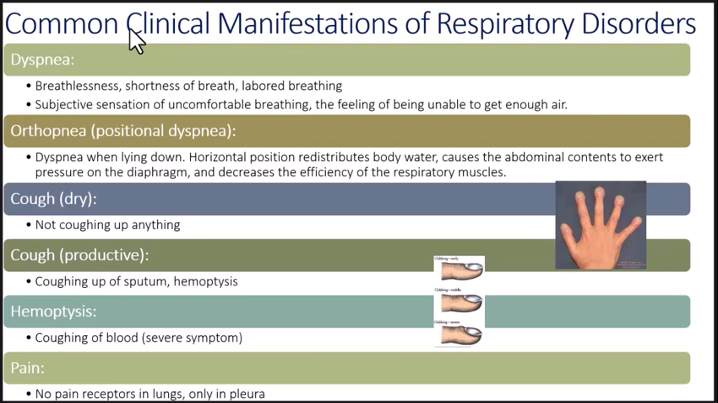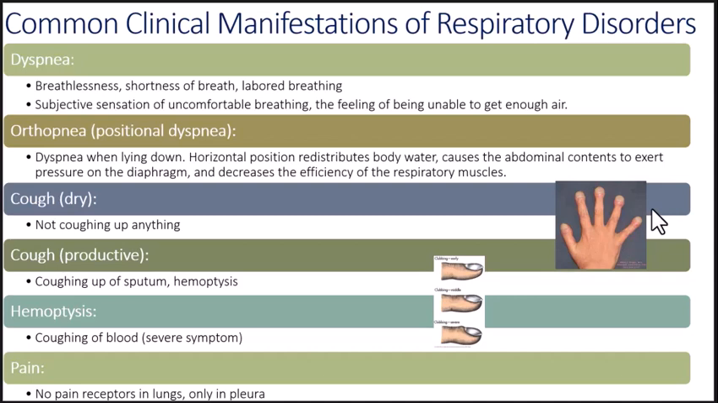Dyspnea is breathlessness, shortness of breath, labored breathing. And this is subjective. This is the patient saying that they are having trouble breathing. It feels uncomfortable. They don't feel like they can properly move air. Orthopnea is a form of dyspnea that is positional, and it occurs when lying down. And there is a number of reasons for it. When you're in that horizontal position, it redistributes your body fluids. It causes your abdominal contents to put more pressure on your diaphragm. And remember, the diaphragm is a vital structure for normal breathing. And so it makes the respiratory muscles have to work harder to achieve the same thing.